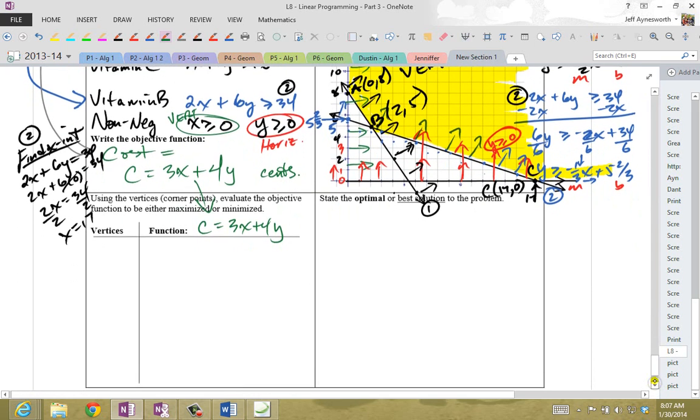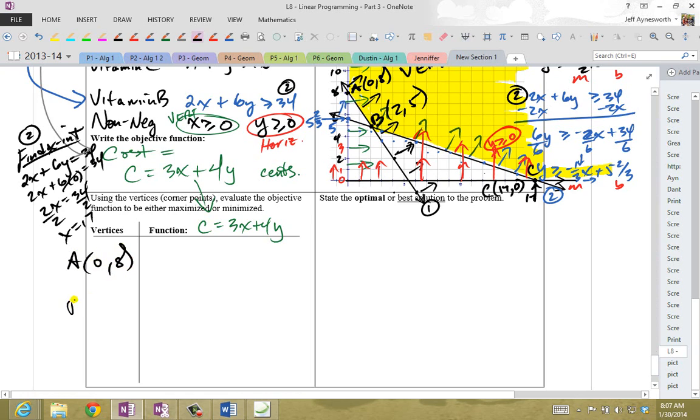And let's write down our vertices. We're going to take each vertex and substitute it into our cost function. We're going to figure out what combination of supplement A and B minimizes the cost but satisfies our minimum requirements for vitamin B and C so that we're healthy on our diet. So we've got point C here, which is 17, 0.